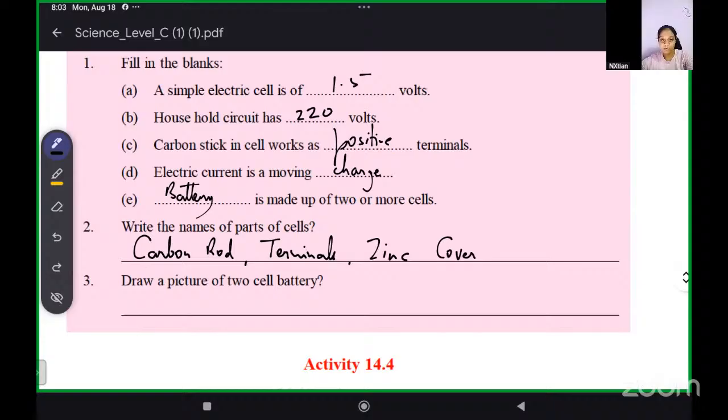Ma'am, for this, is this our homework? No, no, no, this is not your homework. This is classwork.